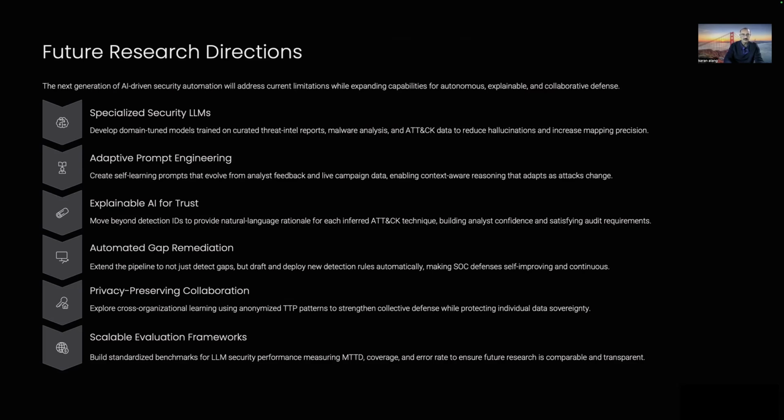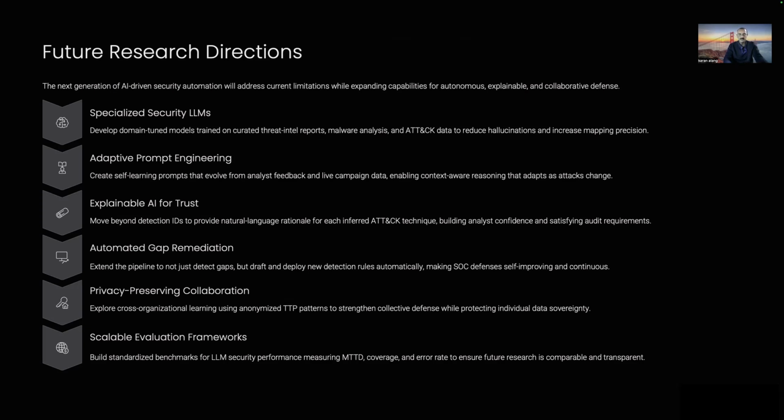A key future research direction. Privacy-preserving collaboration. This is fairly important. What this essentially means is that different organizations can share threat intelligence and learn from each other's attacks without ever exposing their private or sensitive data. A very important initiative, because as different organizations work together, that will help ensure that we learn from each other and be a lot more effective in handling the different attack vectors.